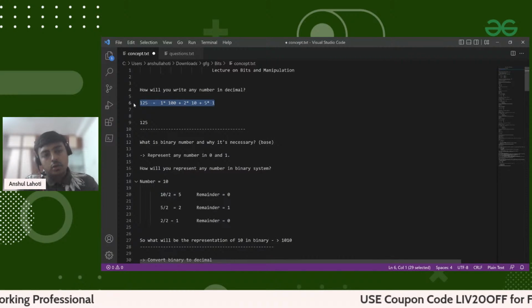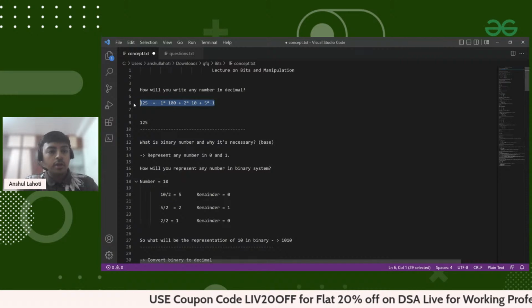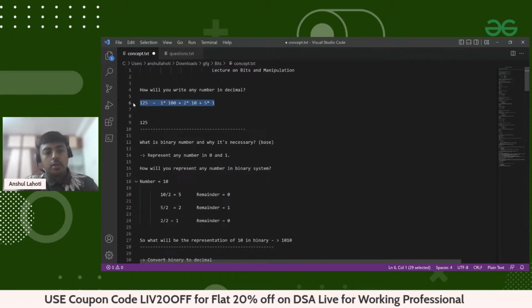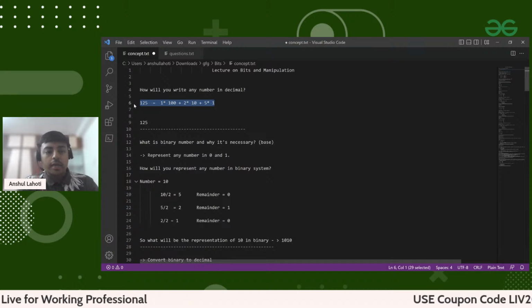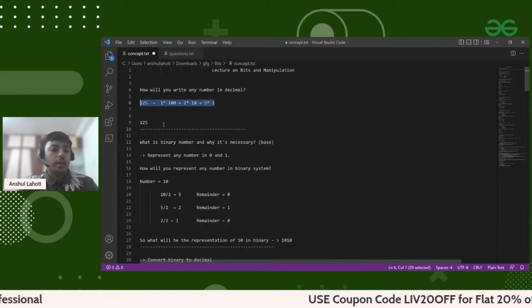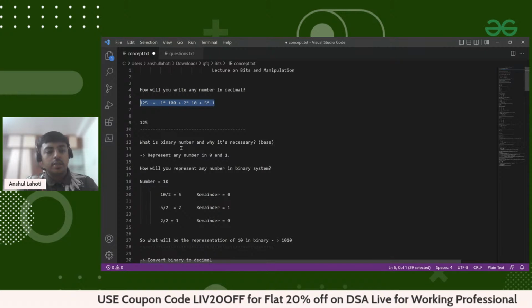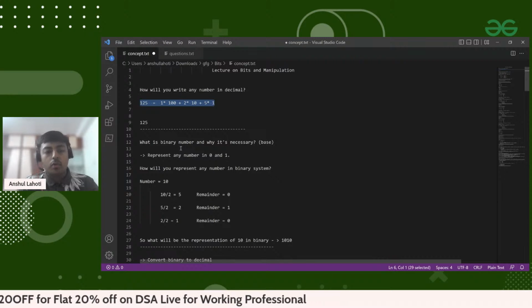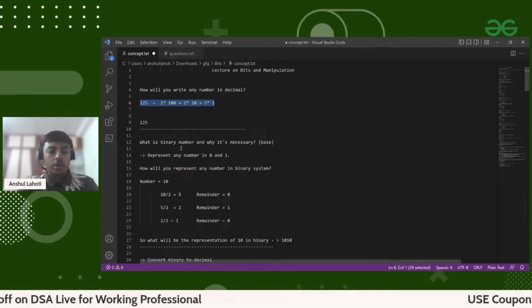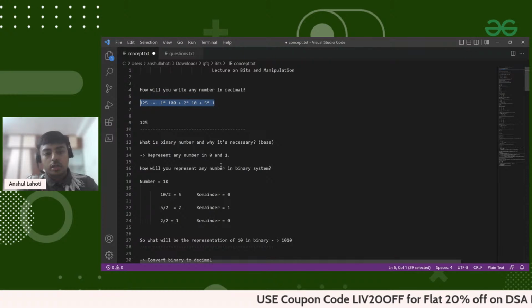In the same way, we can have a binary number system, in which we can represent any number using 0 and 1 only. Why is the binary number system necessary? In every machine, in every computer, we represent everything in binary only. All the calculations and all the executions are done using zeros and ones only. So that's why we need the binary number.